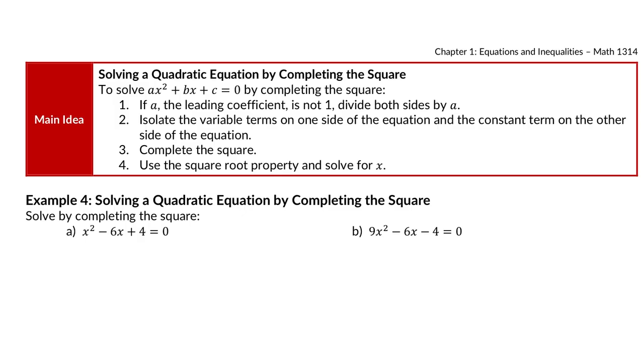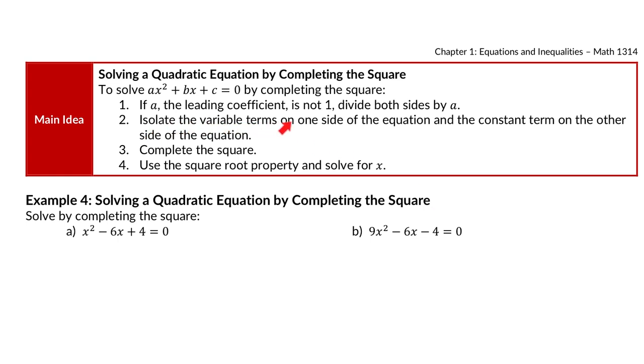We've got the steps on the back here to solve a quadratic by completing the square. First, and this is important, if a, the leading coefficient, is not 1, you're going to divide by a. So looking ahead, what is a on this one? We're good. What is a in this one? We would have to divide every single term by 9, and we will do that when we get there.